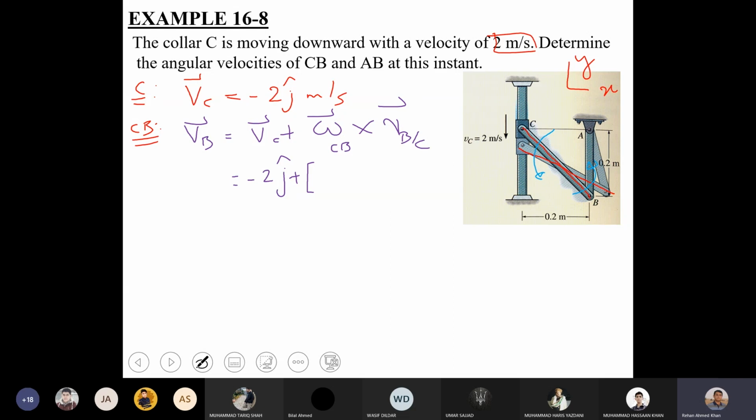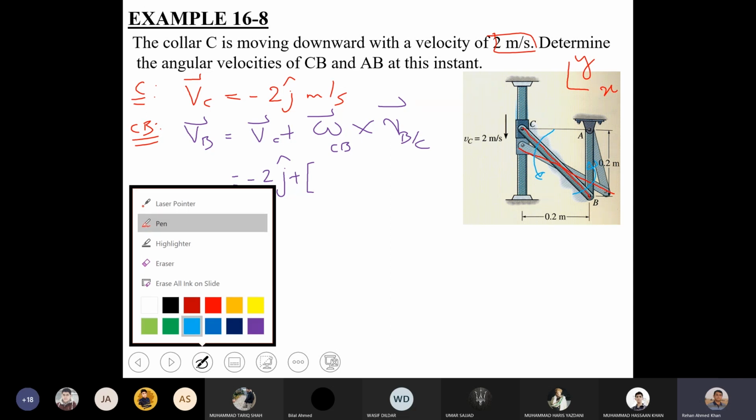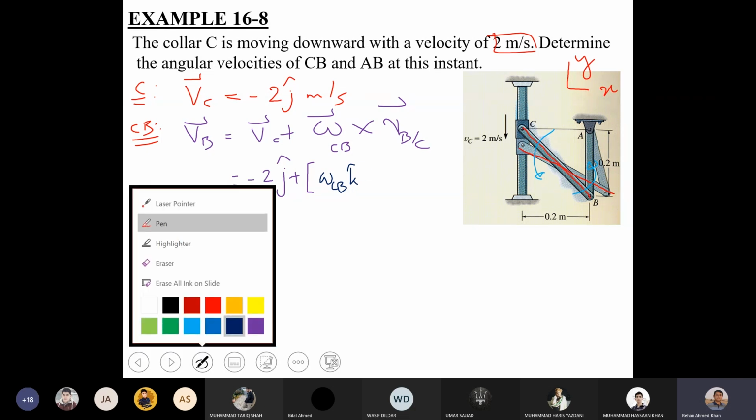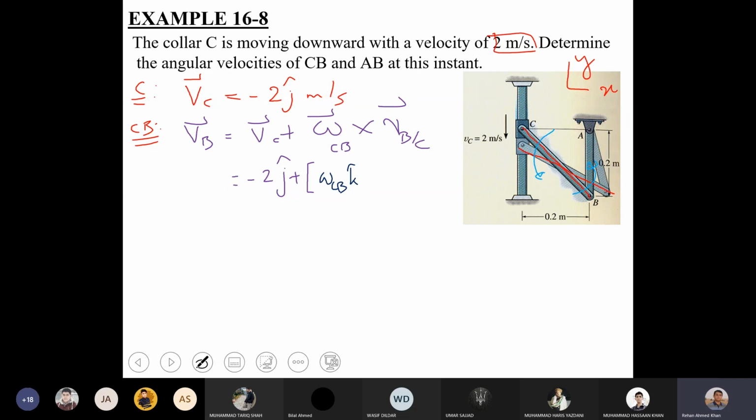So it is counterclockwise. So in order to write this vector, you are going to write omega CB in vector form. Which vector represents counterclockwise? Okay, so it is going to be represented by this positive K. So we are going to write omega CB K cross RBC, which is the relative position of B with respect to C. So what is this vector R?